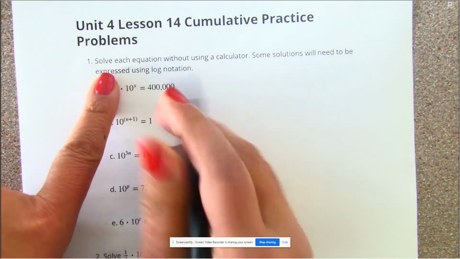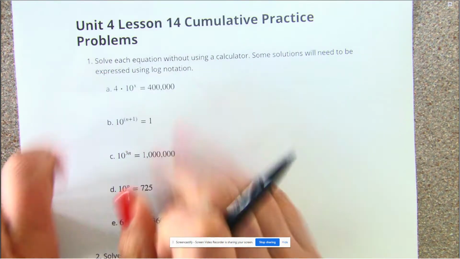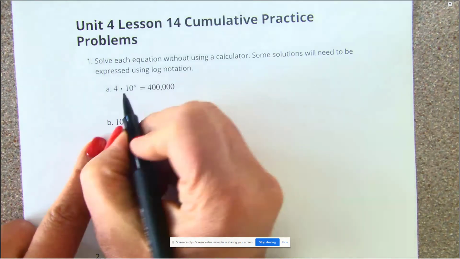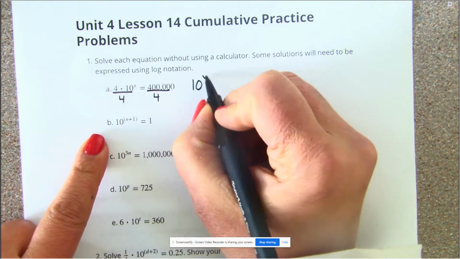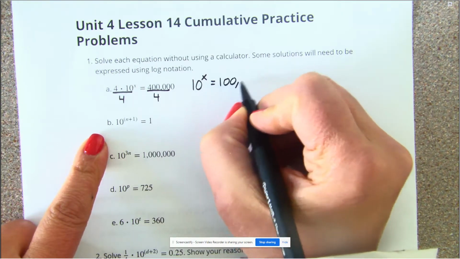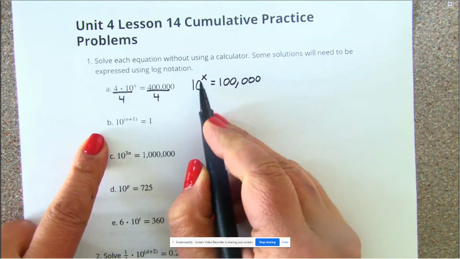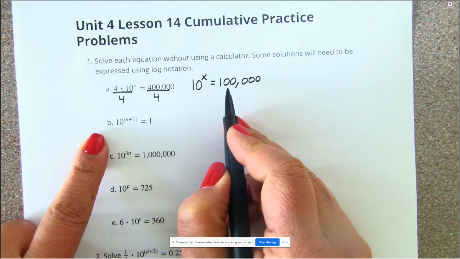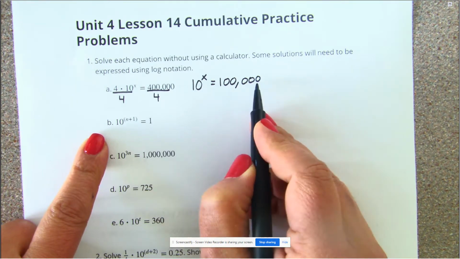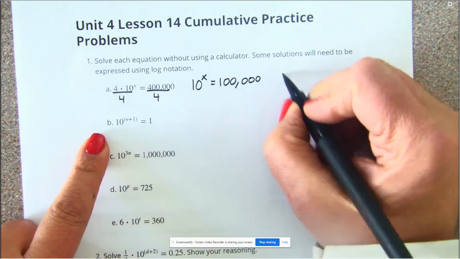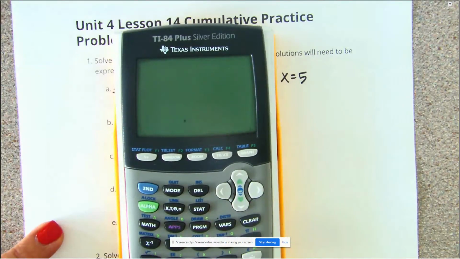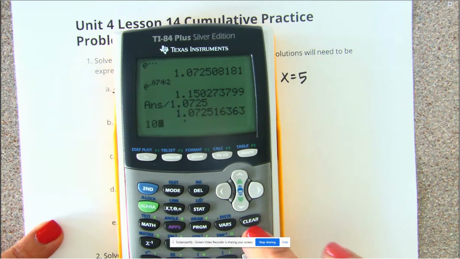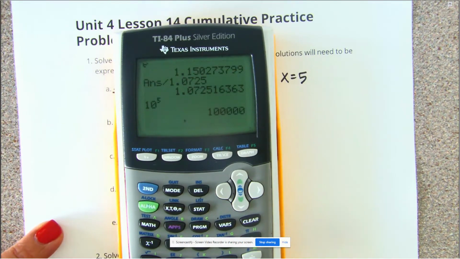I know my powers of 10, but I've got to get 10 alone before I can think that through. So I'm going to divide both sides by 4. 10 to the x is 100,000. Now, 10 to what power makes 100,000? You can count the zeros, right? 1, 2, 3, 4, 5. And we can check that when we're done. Let's just check. 10 to the 5th, 100,000.